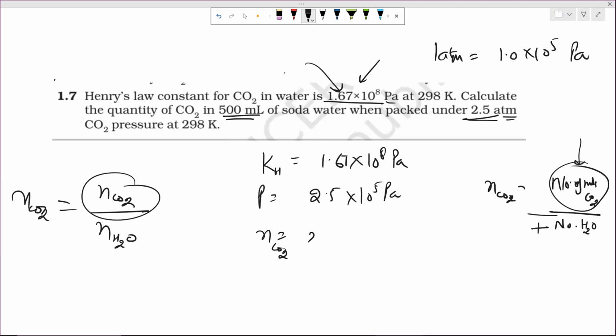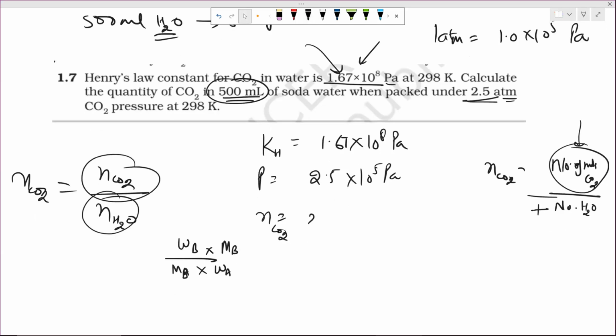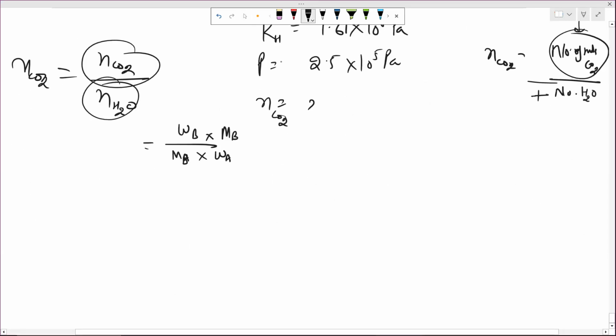And how will you get the number of moles of CO2? It is WB of CO2 upon molecular mass of CO2. For water, 500 ml is given. The density of water is almost equal to 1, so 500 ml of water will be equal to 500 gram. So we'll say that here will be WA upon MA. Are you getting this one? How does this formula become WB upon MB divided by WA upon MA?